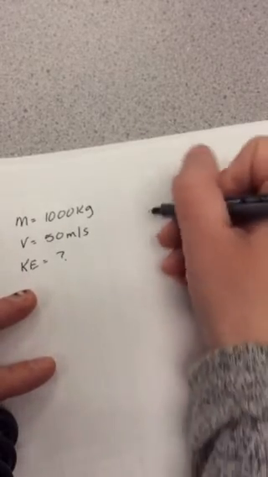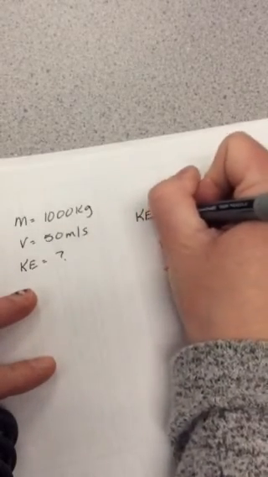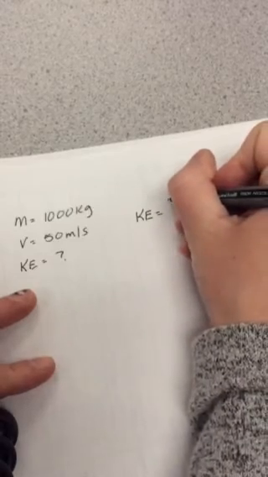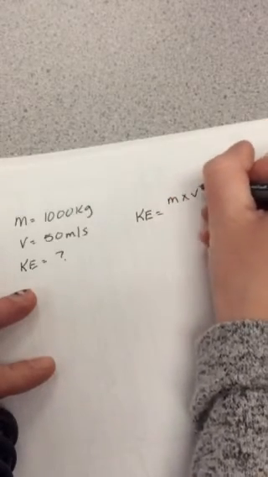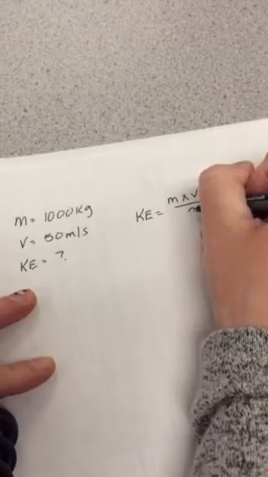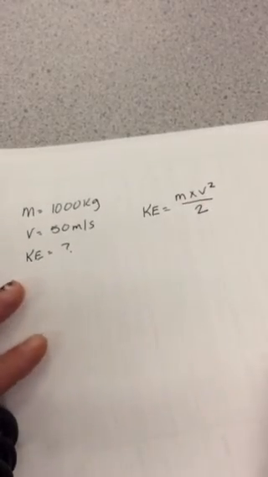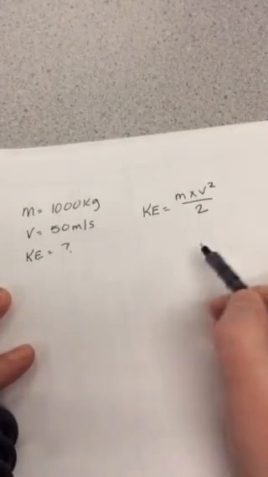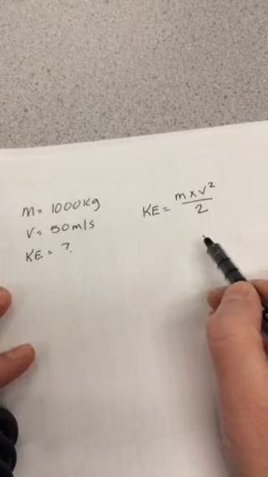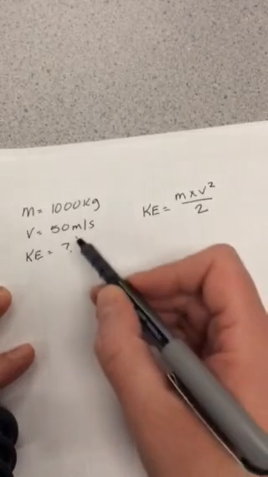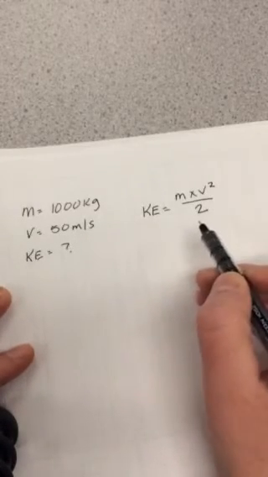So our second step is to write the equation. The equation that we use for kinetic energy is KE equals mass times velocity squared divided by 2. Okay, step 1, write what you know. Step 2, pick the right equation. Step 3 is going to be to plug these numbers into this equation.